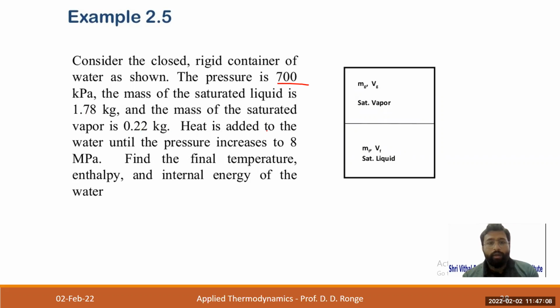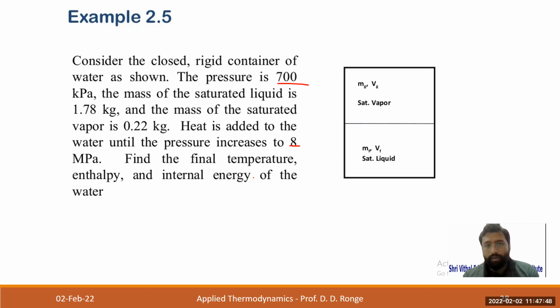Heat is added. Now here there is one more thing: 2 kg total mass, plus this is a mixture of liquid and vapor, that means it is a wet steam. Next, heat is added to the water until the pressure increases to 8 megapascal, or we can say 80 bar. See, initially it was 7 bar. We have to increase the pressure to 80 bar. So 1 megapascal is equivalent to 10 bar. Find the final temperature, enthalpy, internal energy of the water.